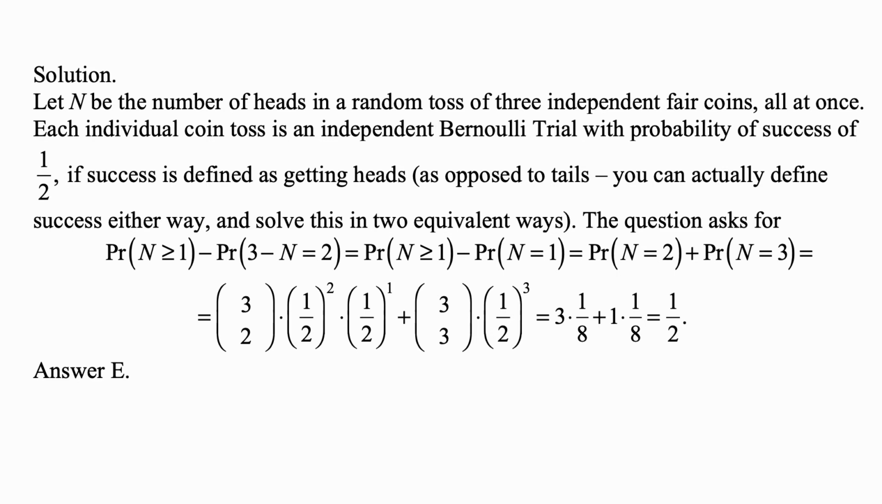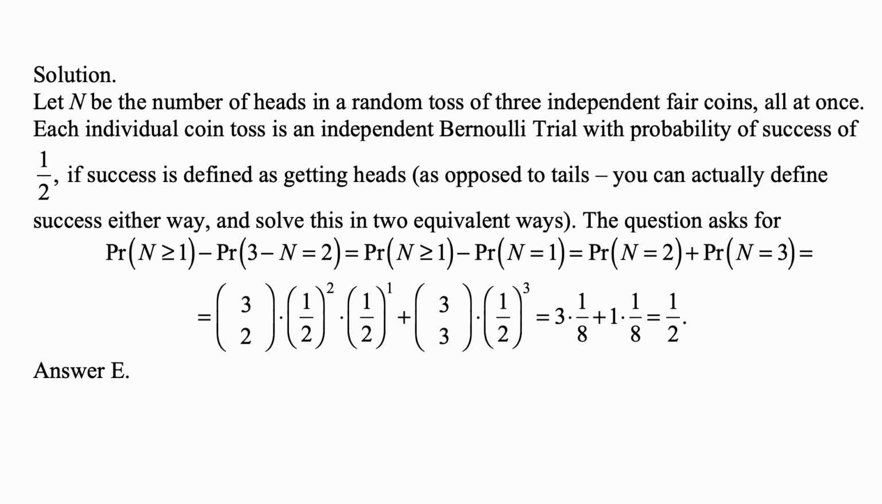And you can actually calculate it as I just wrote it, as 3 choose 2 times 1/2 squared times 1/2 to the first, plus 3 choose 3 times 1/2 cubed. And that's 3 times 1/8 plus 1 times 1/8, and that's equal to 1/2.